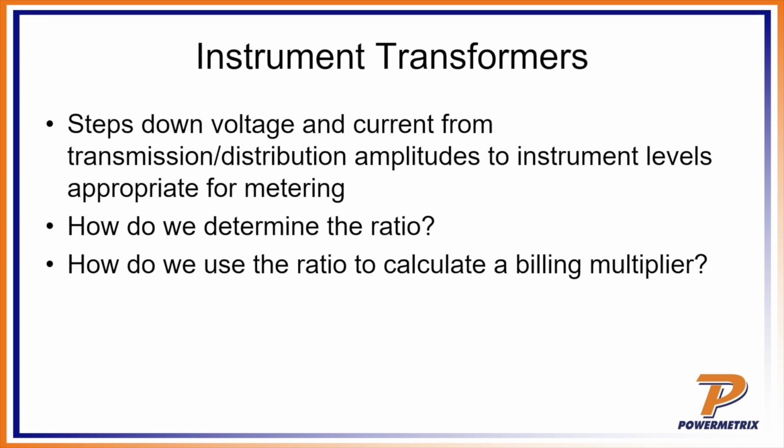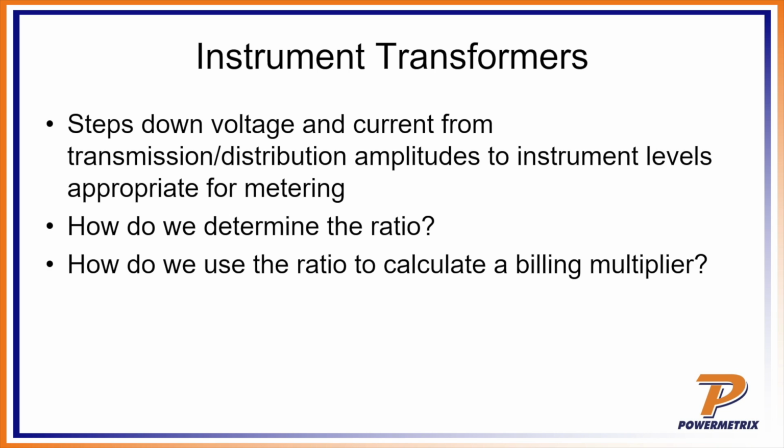Instrument transformers, CTs and PTs, right? You and I deal with those out there in the field all the time. So essentially what they do is they step down the voltage and current from these higher levels up there, the transmission and distribution amplitudes and levels, and they bring it down to instrument levels, which is appropriate for the metering. It's a lot, a lot safer for you and I.